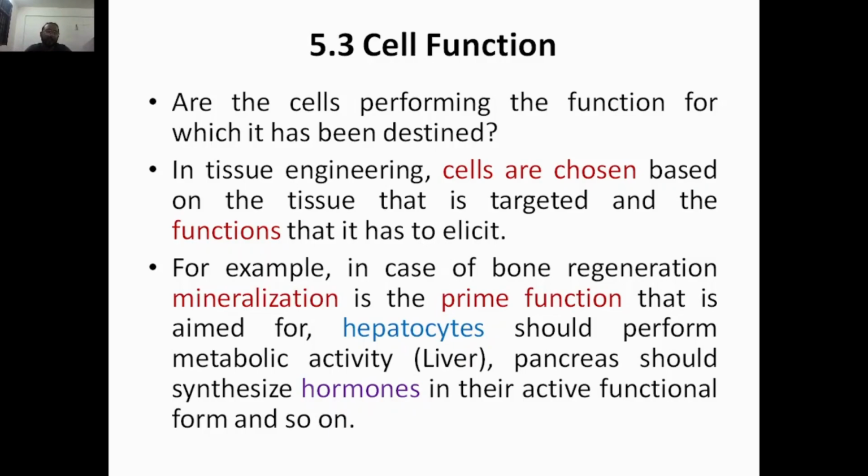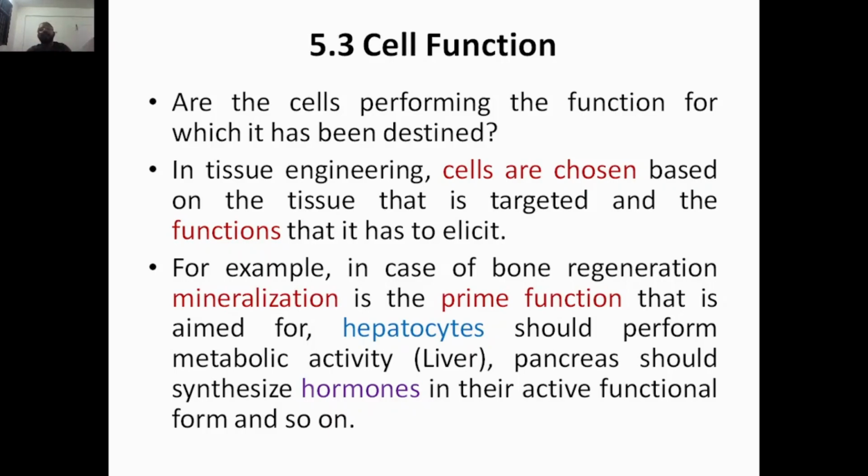or in humans. In tissue engineering, cells are chosen based on the tissue that is targeted and the function that has to be elicited. That means you have to choose the cell in tissue engineering. For kidney functioning or filtration, obviously I will go for the kidney cells, the nephrons, and then I'll check their function. So it's about the cell and its function.